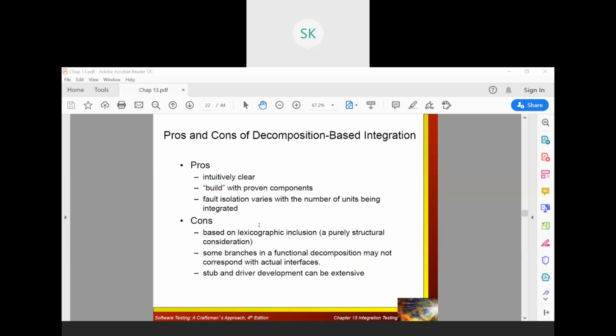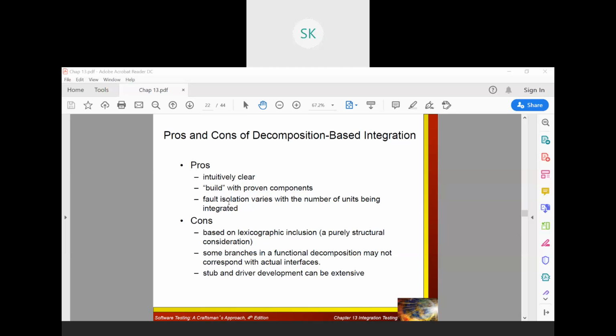Pros and cons, that's what they have just given with respect to your decomposition-based integration. So that is nothing but your advantages. Intuitively clear. To some extent, it will be clear because with your top-down and bottom-up approach, it is easy for us to give that and build with proven components.